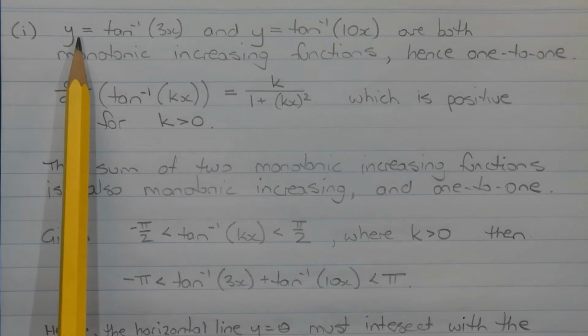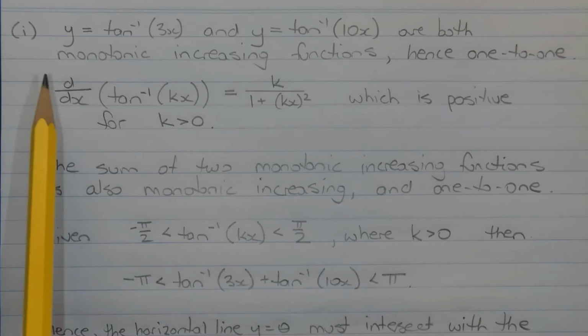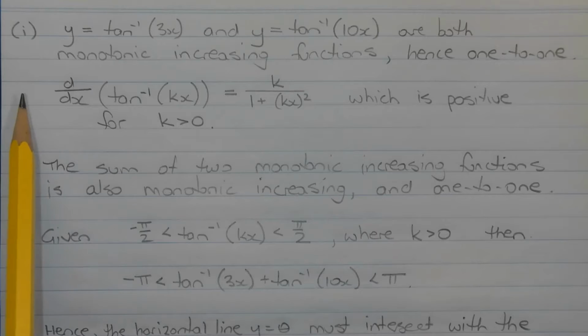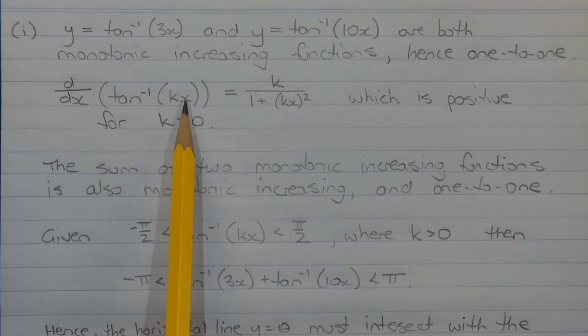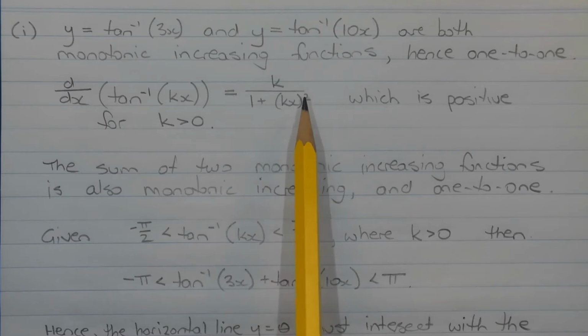The functions y equals inverse tan of 3x and y equals inverse tan of 10x are both monotonic increasing functions, and hence one-to-one. That means both functions pass the vertical and the horizontal line tests. Considering the derivative of inverse tan of kx for some value of k that's greater than 0, we get k over 1 plus (kx) squared.